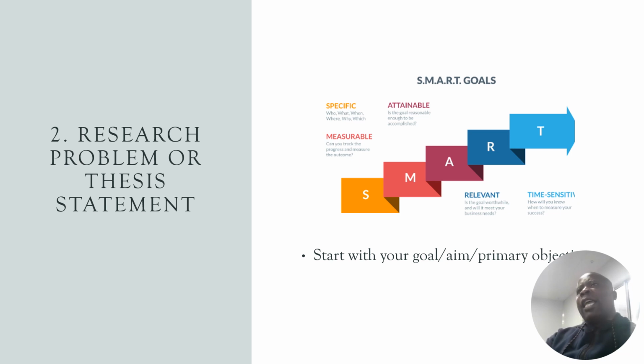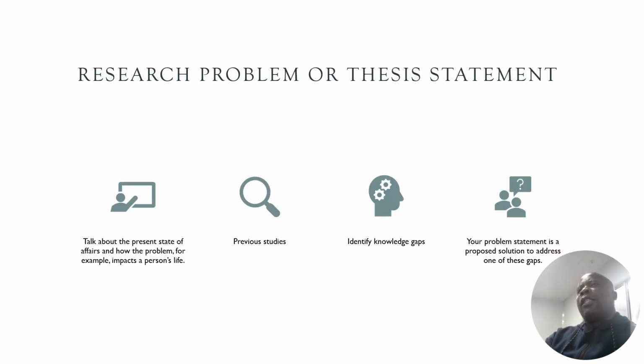The measurability. Can you track the progress and measure the outcome of your goal? Attainability. Is it attainable? Is it reasonable enough to be accomplished? Relevancy. Is the goal worthwhile, and will it meet your research needs? Time sensitive. How will you know when to measure your success? So the SMART principle applies to your goal whenever you are formulating your main goal or your main aim.